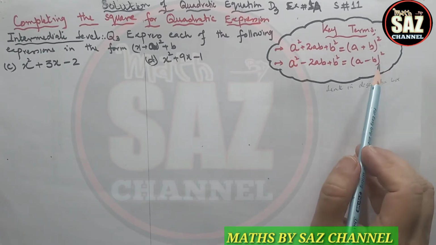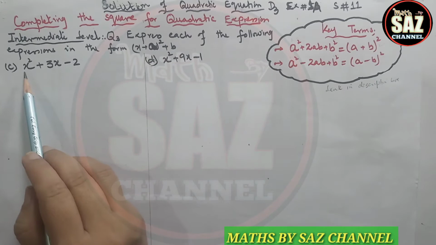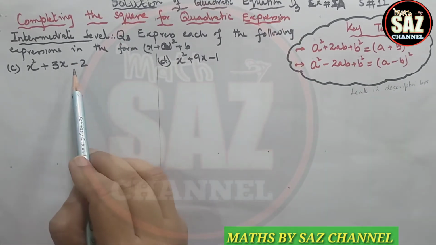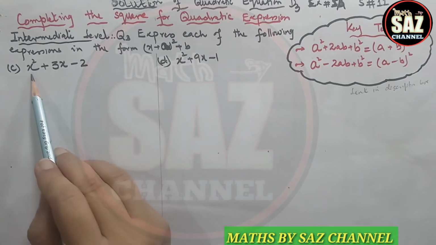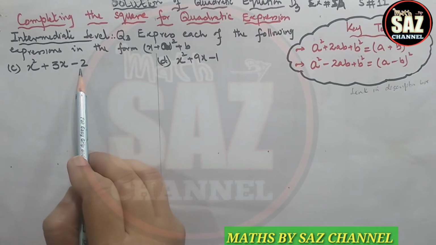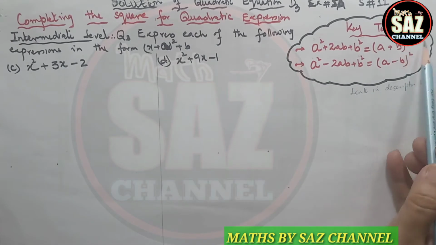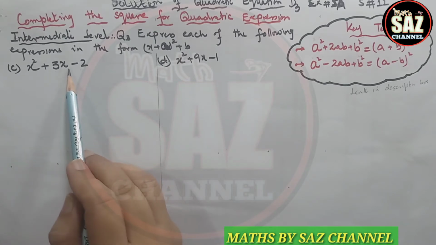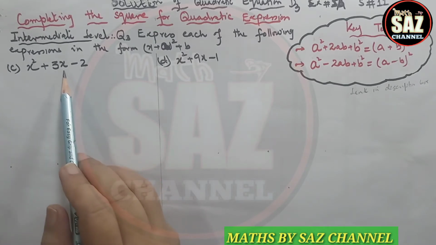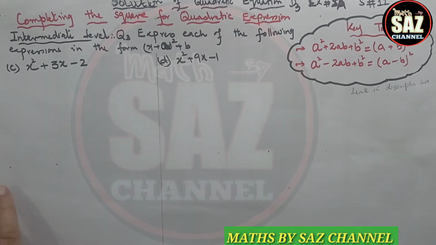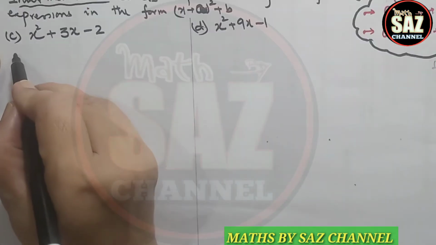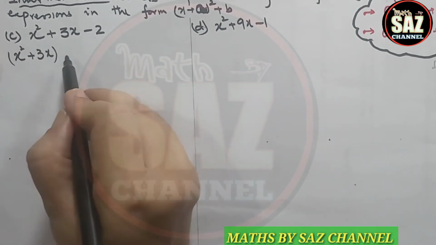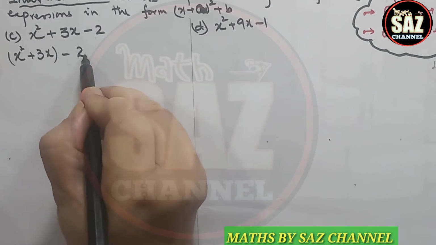Now, moving to the question, we can see the question is x square plus 3x minus 2. This minus 2 is not a perfect square. So in order to express this given expression in form of the perfect square identity, either with sum or difference, we have to create such perfect square term here that can make this expression a perfect square expression. So what we will be doing, we will be keeping this x square plus 3x term in one bracket, and we will be keeping the constant alone.